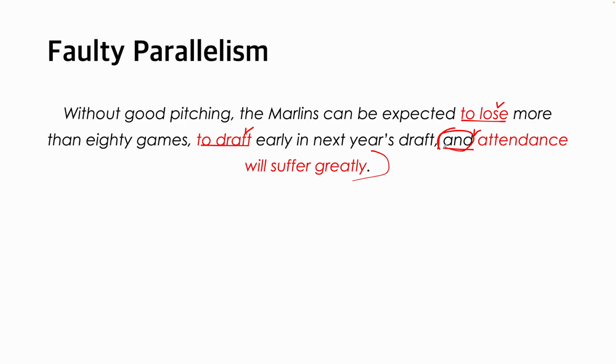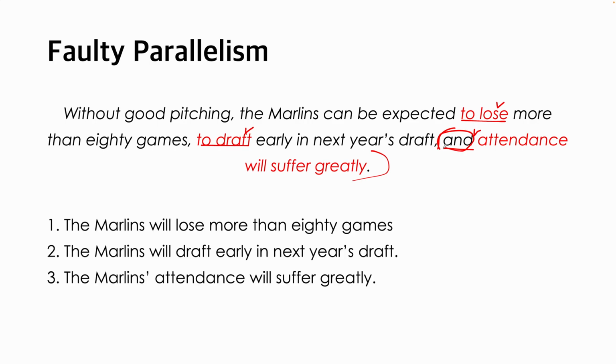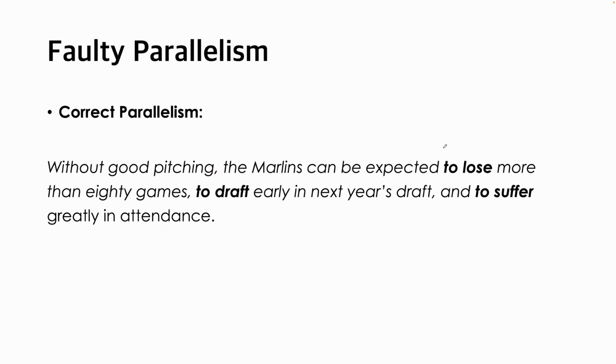So before we do that, let's clarify what happened. Here there are three events. First, the Marlins will lose more than 80 games. Second, the Marlins will draft early in the next year's draft. And third, the Marlins' attendance will suffer greatly. So how do we connect these three events in one sentence by using parallel structure and one conjunction of and?